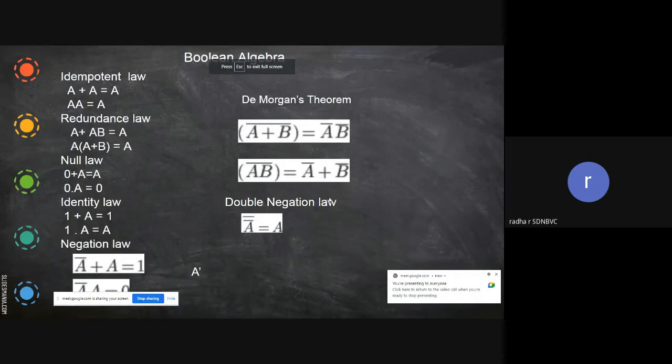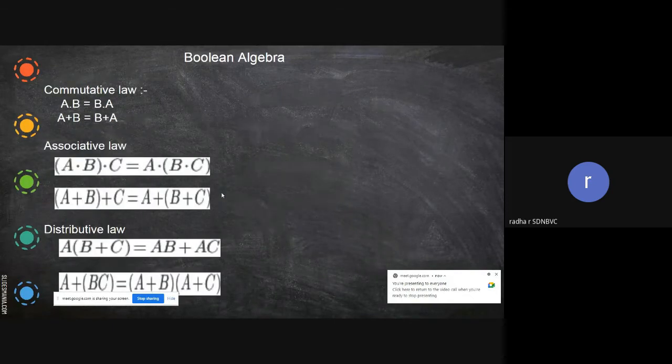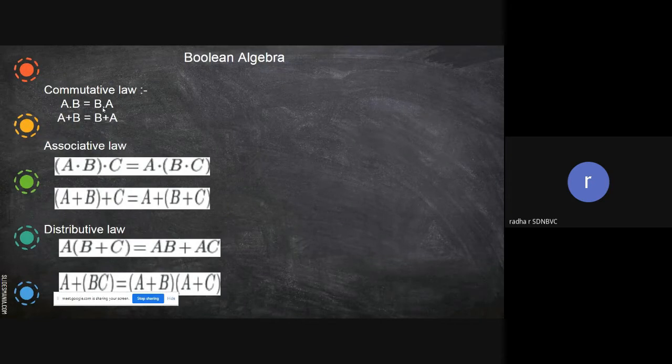Okay, in the last class, we were seeing some of the Boolean algebra which we are going to use in our classes. Just to brush up your mind, I'm taking it again. Commutative law: A dot B equals B dot A. So if you swap the variables like this, it will not make any difference. Left hand side equals right hand side. Then A plus B equals B plus A.